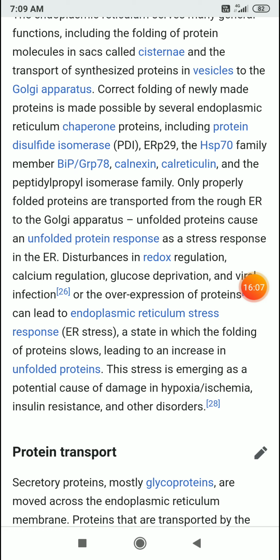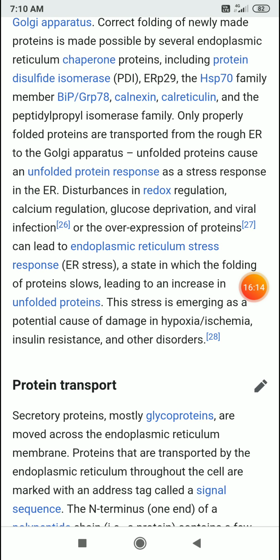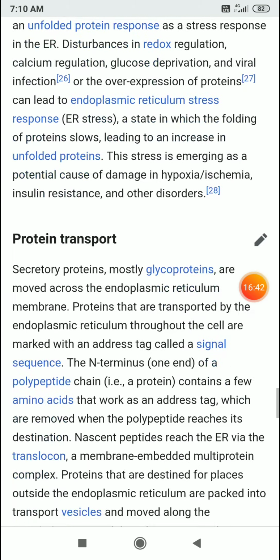Causes include disturbance in redox regulation, calcium regulation, glucose deprivation, and viral infection. Overexpression of proteins can lead to the endoplasmic reticulum stress response, ER stress, a state in which the folding of proteins slows, leading to an increase in unfolded proteins. This stress is emerging as a potential cause of damage in hypoxia, insulin resistance, and other disorders.